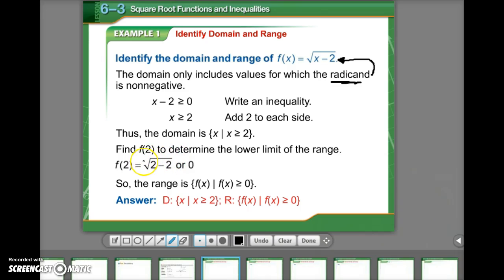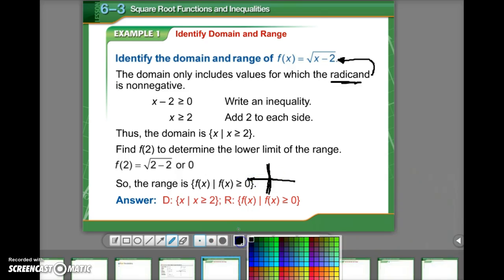For our range, what you're going to do is you're going to plug in the 2 value in for x. 2 minus 2 is 0, so f of 2 is 0. So that means the lowest value that the graph will ever touch is 0. And then remember, because the graph's, sorry, that's not a straight line at all. If I make an axis kind of like this, let me change my color real quick.